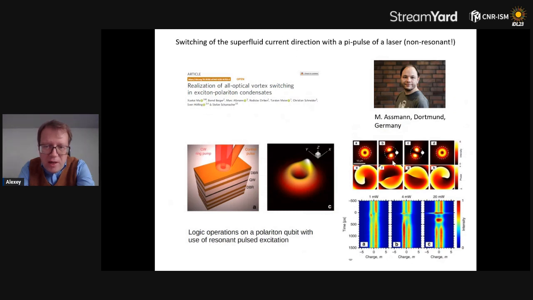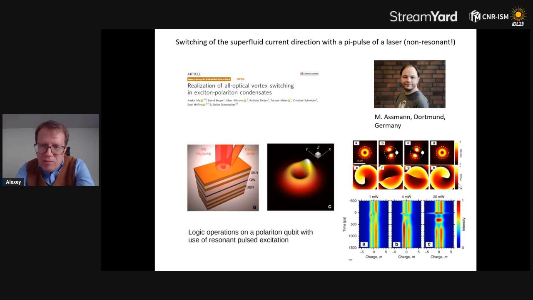Now, if you created it already, you initialize it. You can also swap the direction of rotation by sending a pi pulse of light. Pi means it is a half period of full oscillation between clockwise and anti-clockwise direction. So in this case, it is about 100 picosecond duration of a pulse.